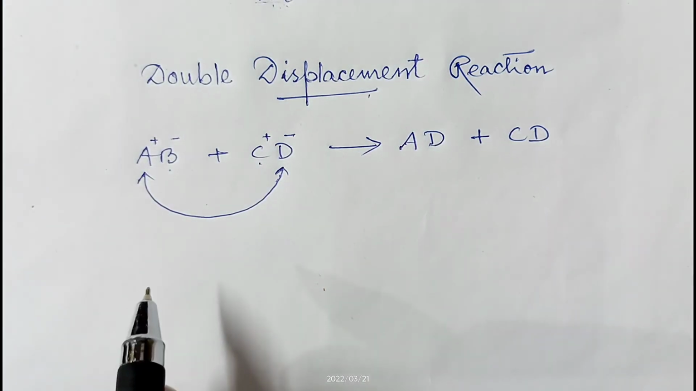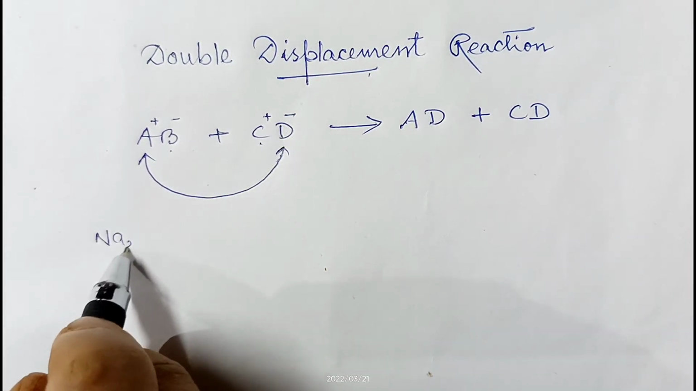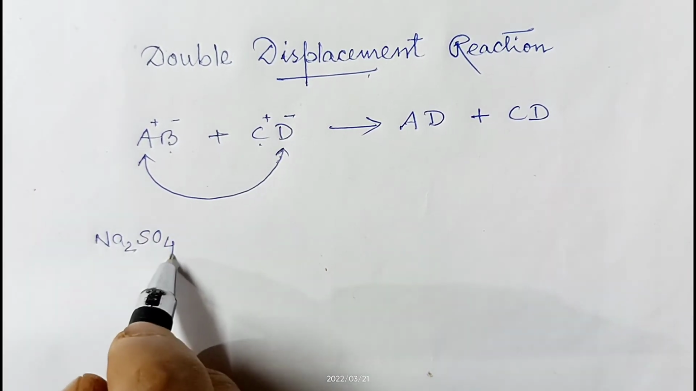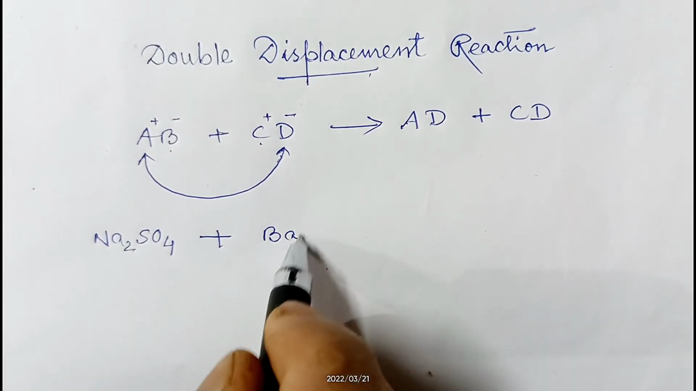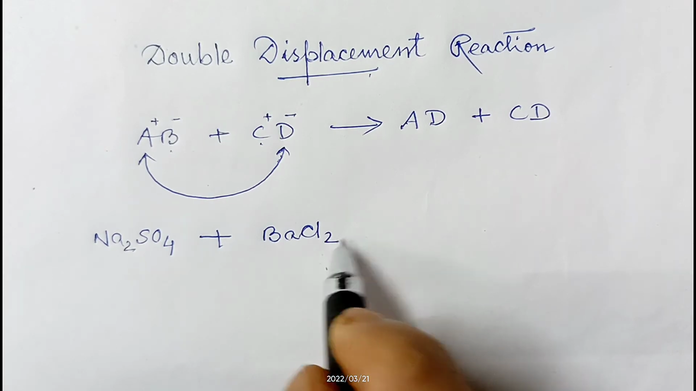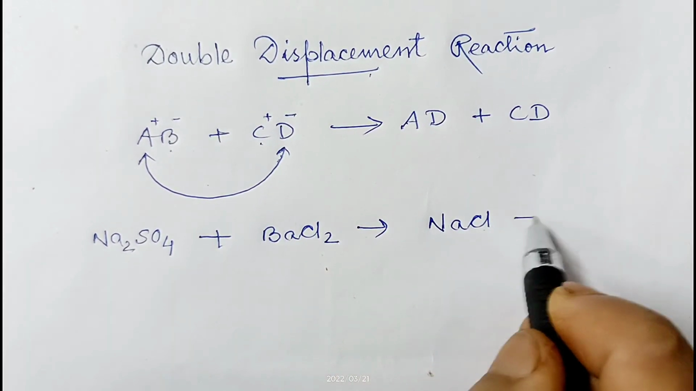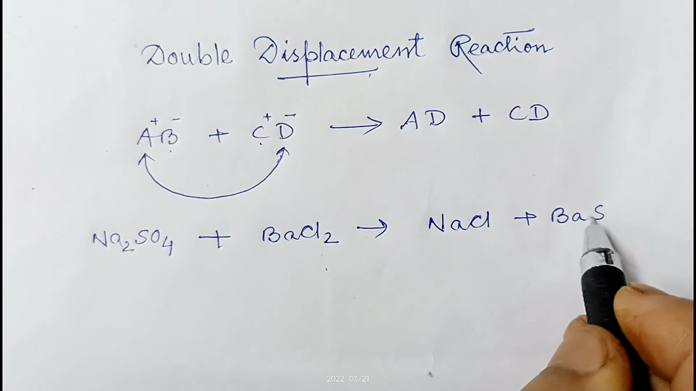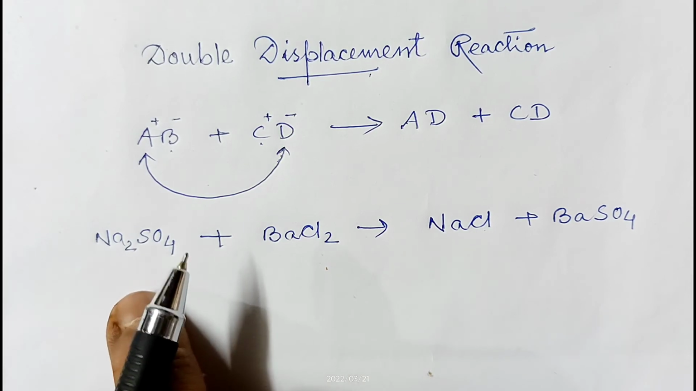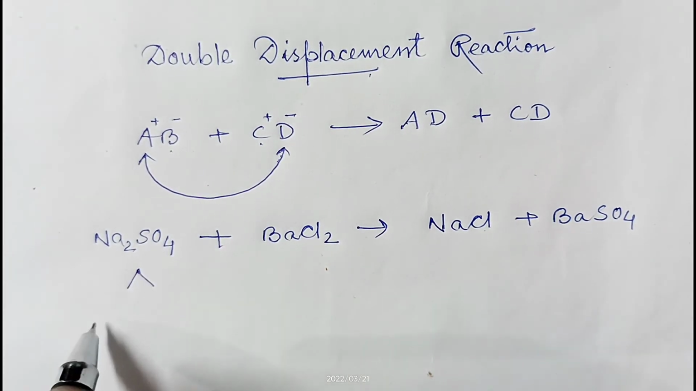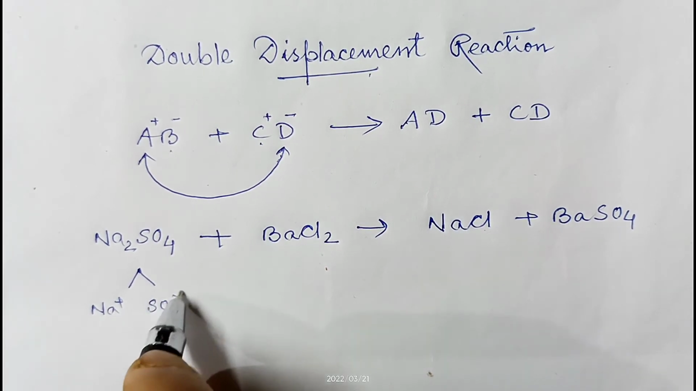Let me give one example now. Suppose sodium sulfate, we can write Na2SO4. When sodium sulfate reacts with barium chloride, BaCl2, then it is going to form NaCl plus barium sulfate. And remember, these are in the aqueous state. Now sodium sulfate, we can think like this. It will form ions like Na+ and SO4 2-.